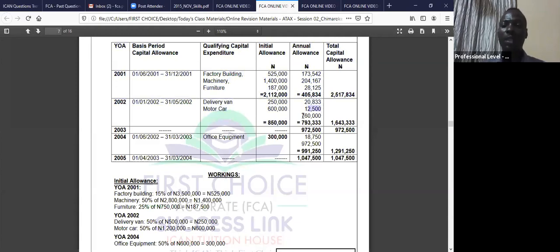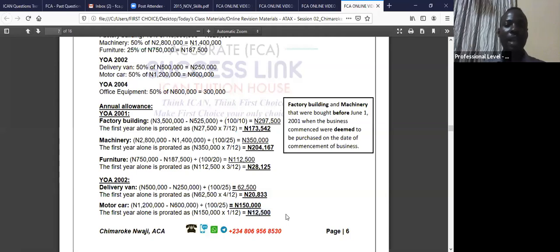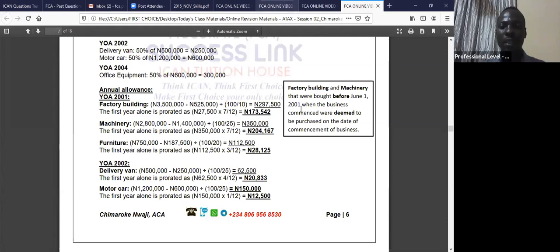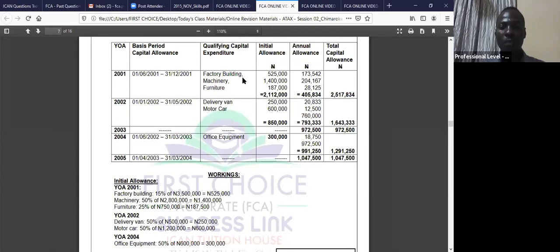So what is this 760? What is this 760? Okay, let's get to it. 760, how did we get 760? Okay, let's see. Now, I told you before that in this year 2002, this building, machinery, and furniture, we will still charge capital allowance on this year, annual allowance. We'll be charging them every year. So apart from charging annual allowance on the delivery van and motor vehicle, we will still charge on factory building and furniture.